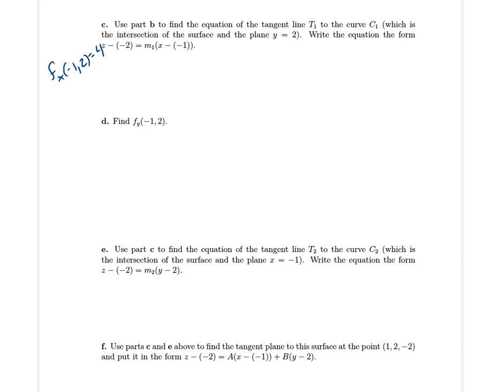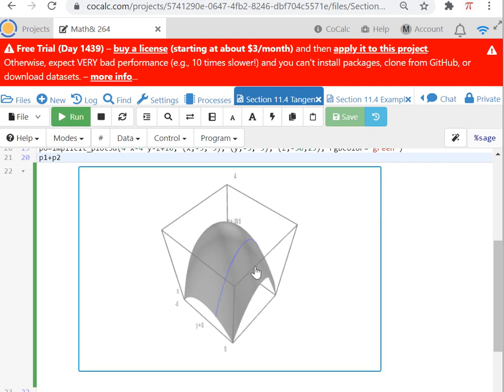So before we actually find this equation, let's take a look at the picture. So here is that surface, and you can see here, this is the curve where y is frozen at 2, right? You can see y is 2. And so this is the curve that we are generating. And so what we want to do is find the tangent line to this curve at our point. And so here's the picture of that.